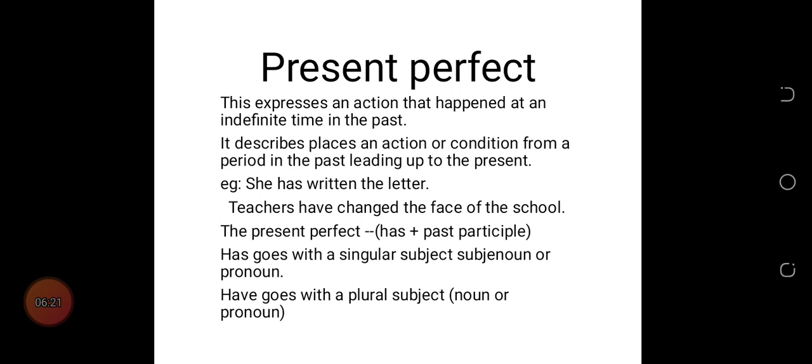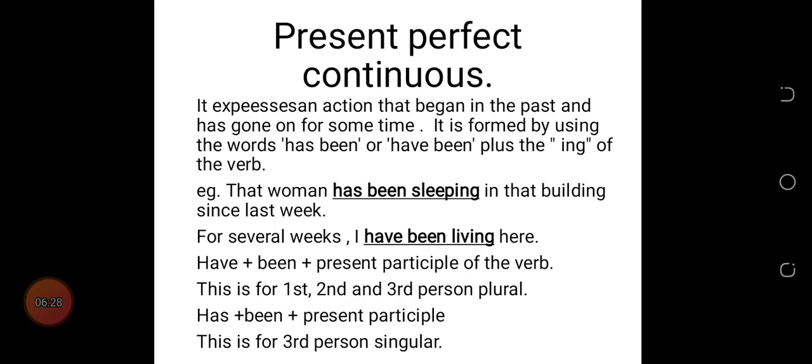All right, quickly let's go to the next thing we want to look at for today. That's the present perfect continuous. For the present perfect continuous, we say that it expresses an action that began in the past and has gone on for some time. It is formed by using the words has been or have been plus the ing form of the verb. I hope that is clear.